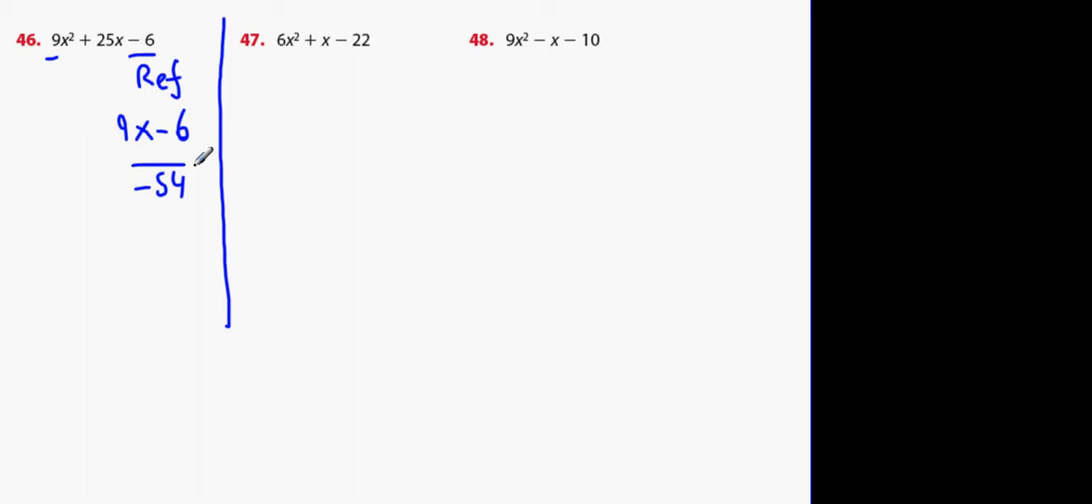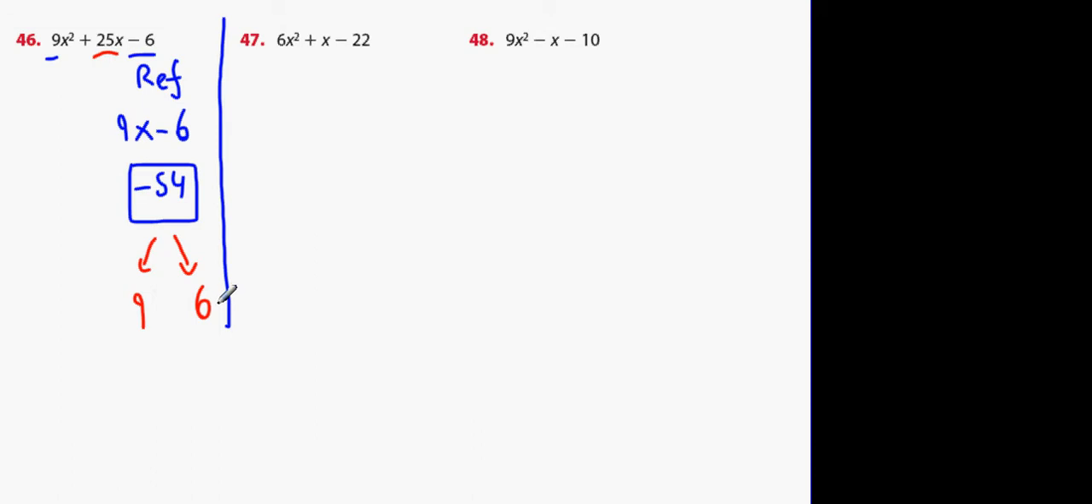What you now have to do is break up minus 54 into its factors. These two factors have to make up 25 in the middle. So let's try it out. 9 and 6. Would 9 and 6 work? No? We need a bigger gap.